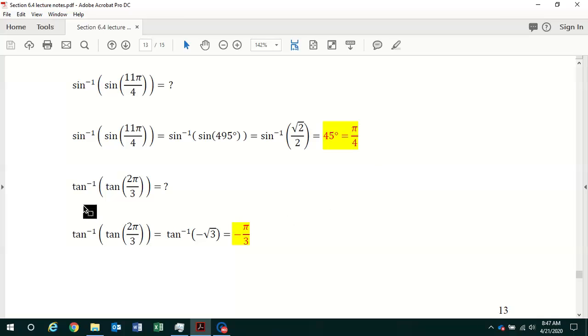And lastly, we have the inverse tangent of the tangent of 2 pi over 3. The tangent of 2 pi over 3 from the unit circle is equal to minus the square root of 3. And the inverse tangent of minus square root of 3 from page 6 of your note packet is equal to minus pi over 3 radians. So this composite is equal to minus pi over 3 radians. Again, you can see the inverse tangent and tangent didn't cancel, because 2 pi over 3 radians is outside the range of the inverse tangent function.